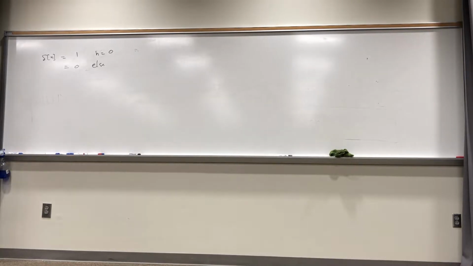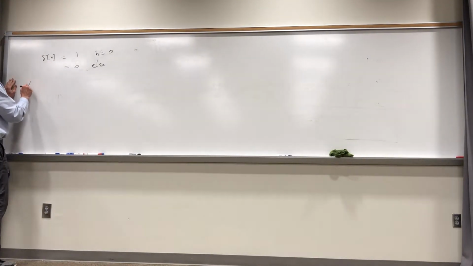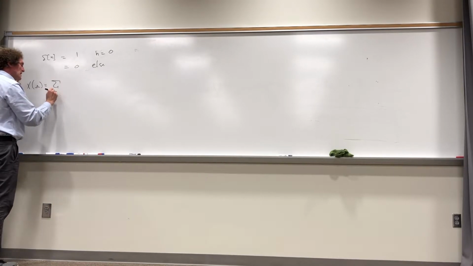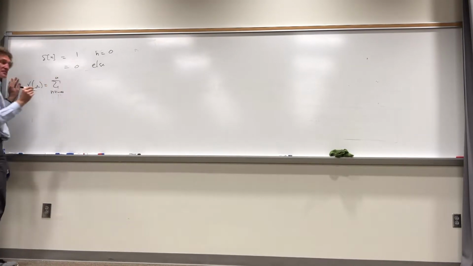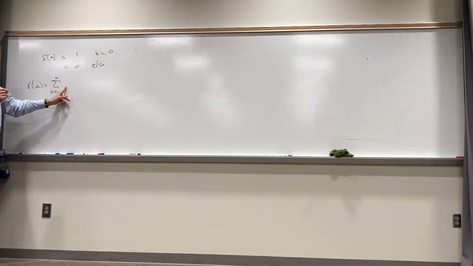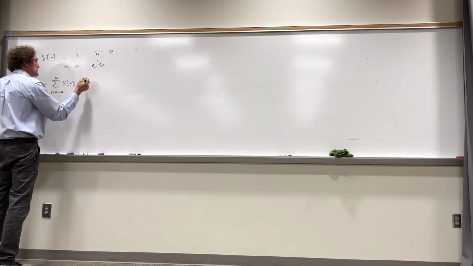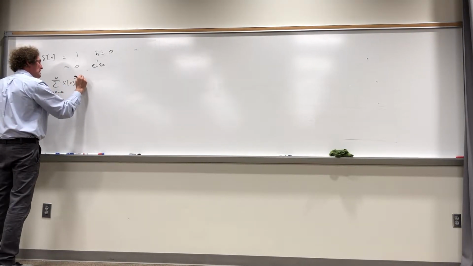Now, if you want to calculate the DTFT of that, I'll put the definition right here. I know that X of omega is equal to the summation n equals -infinity to +infinity of the function x of n. Remember, it's a sum, not an integral. So this function is delta of n times e to the -jn omega, right?